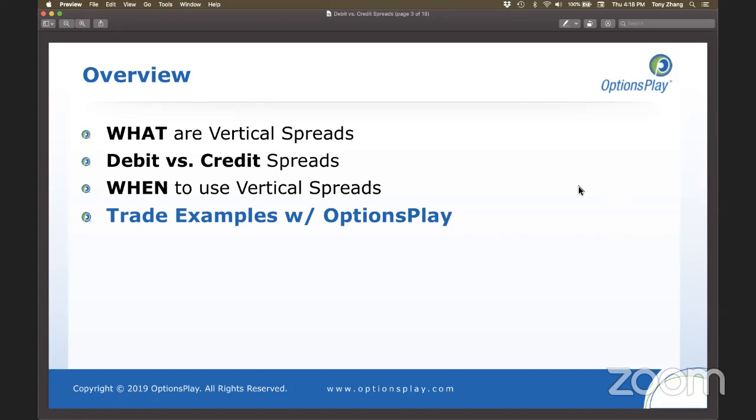So let's go ahead and get started. Today, what I want to define is what vertical spreads are. For those of you that are brand new to options trading, I want to first talk about what vertical spreads are. Then we're going to break them down into debit versus credit before we talk about when you should utilize vertical spreads, when you should utilize debit spreads, and when you should utilize credit spreads. And then go through as many examples as possible, because I think that's the best way to truly learn.